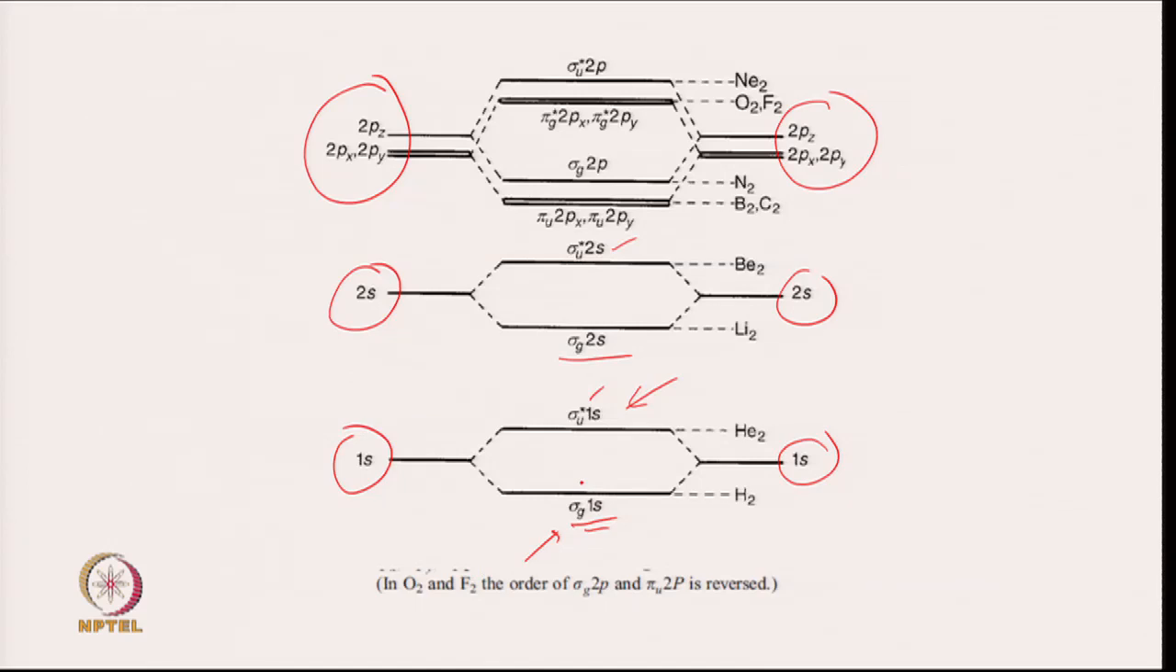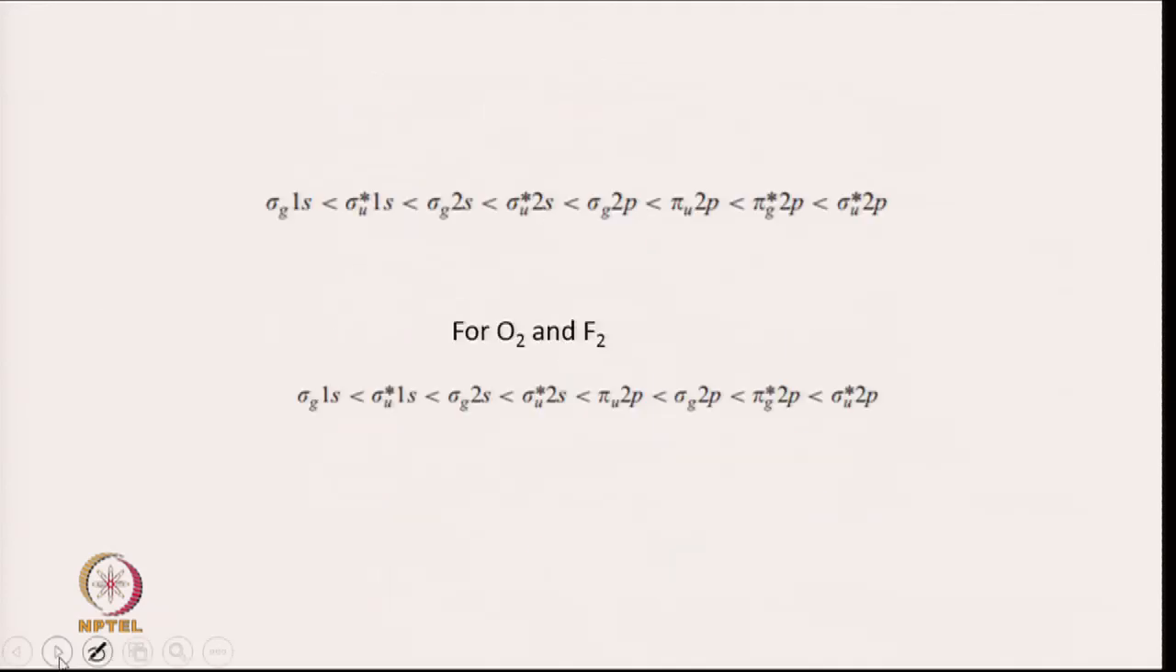different molecular orbitals and their energies. The only difference comes in oxygen and fluorine, where the sigma g 2p and pi u 2p order is reversed. It means that this will come down and this will come up. Otherwise, this molecular orbital picture is valid for any homonuclear diatomic molecule.